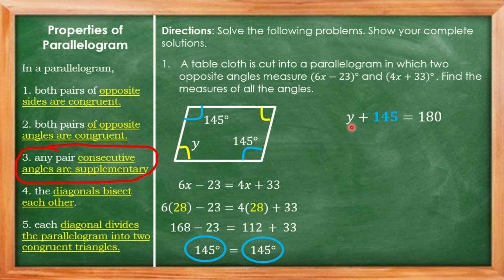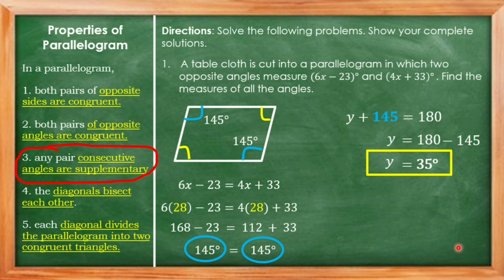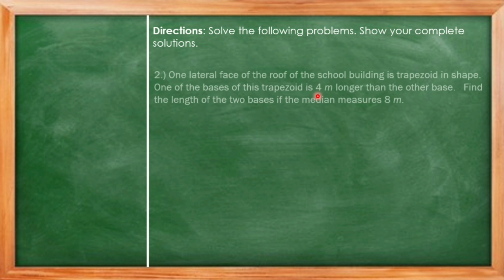So, solve lang natin yung y. Bring down y and bring down 180. Then, positive 145, ililipat natin. So, magiging negative 145. And 180 minus 145 is equals to 35 degrees. So, therefore, ibig sabihin, ito ay 35 degrees. And of course, dahil ang opposite niya, ito, at opposite angles are congruent, so 35 din yung measure ng opposite angles niya. Okay, next. Problem number 2.